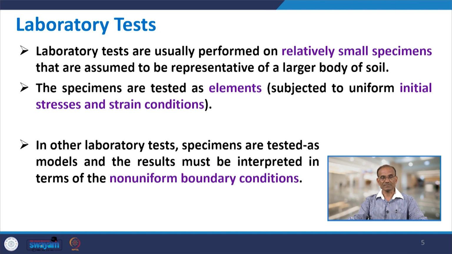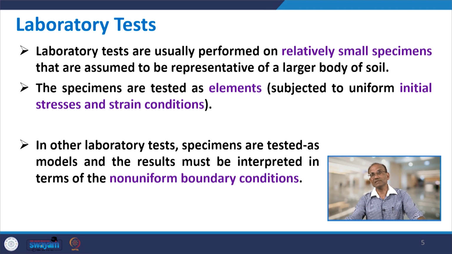Coming to the laboratory tests, normally they are performed on relatively small specimens that are assumed to be representative of a larger body of soil. So, that is the difference. In the field, when you conduct the test, then you use a large soil mass which is representative. Here you are taking a small sample, and these specimens are tested either as element tests, if they are subjected to uniform initial stresses and stress conditions, or you could have a modal test in the laboratory. In that case, non-uniform boundary conditions can also be considered.